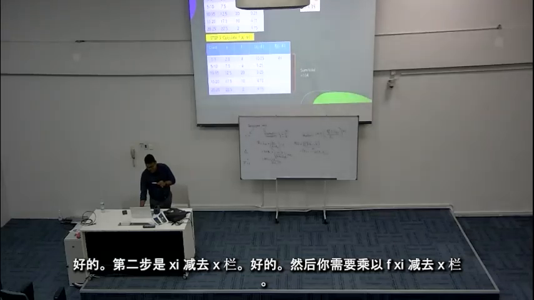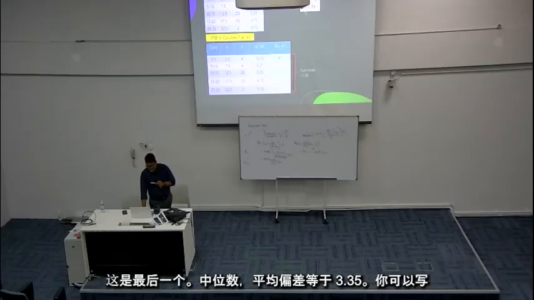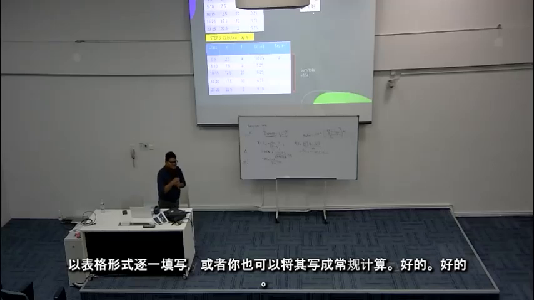The second step is Xi minus X bar, and then you need to multiply by F, Xi minus X bar. And then this is the last one: the mean deviation is equal to 3.35. You can write it in this table form, one by one, or you may write it as a normal calculation.